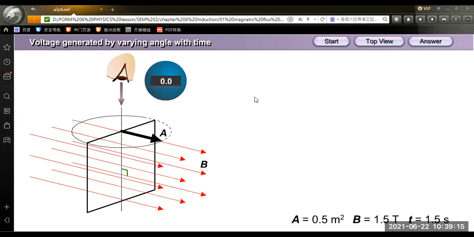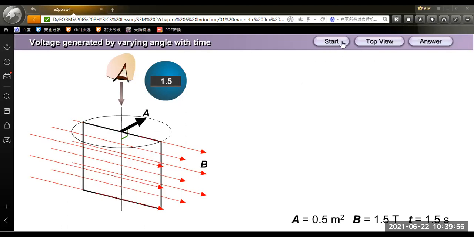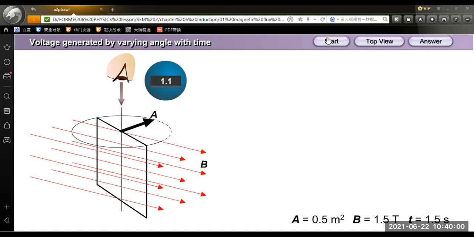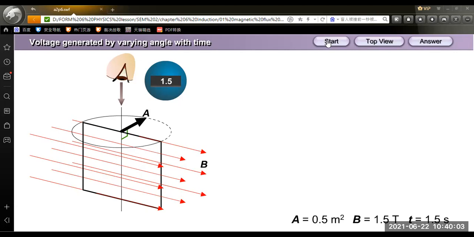Okay, ladies and gentlemen, now we notice how the voltage is generated by varying the angle with time. If we view from the top, from the side of the coil, the cross-sectional area of the coil is 0.5 meters squared, the magnetic field is 1.5 Tesla, and the time is 1.5 seconds. So we start the motion. In 1.5 seconds, how much does it turn? It turns 90 degrees in 1.5 seconds.